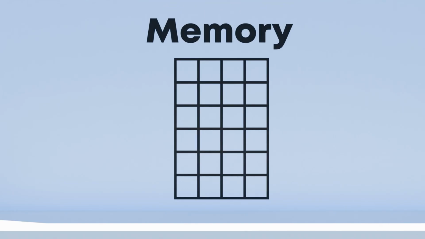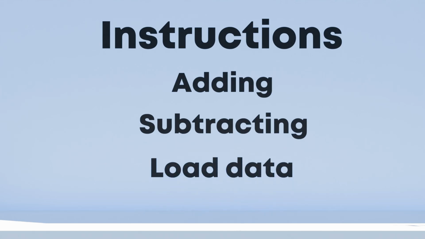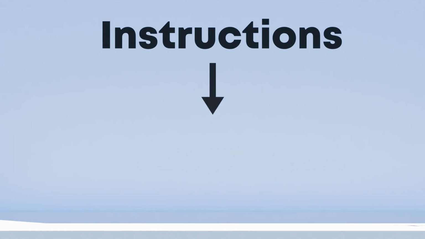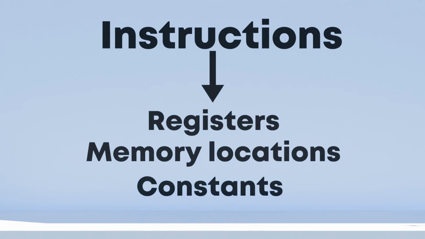If it doesn't really matter how quickly we access our data, we simply want to store a huge amount of information, we can use our memory. As we'll see later, the way our memory element is organized is a bit complicated, but for now, just think of it as a big block of data where we can store whatever we want. To perform useful tasks, we need to issue instructions, such as adding, subtracting, or loading data from memory. These instructions act on what are called operands, which can be registers, memory locations, or a constant.